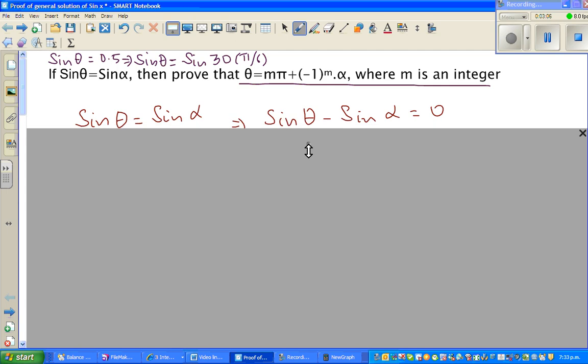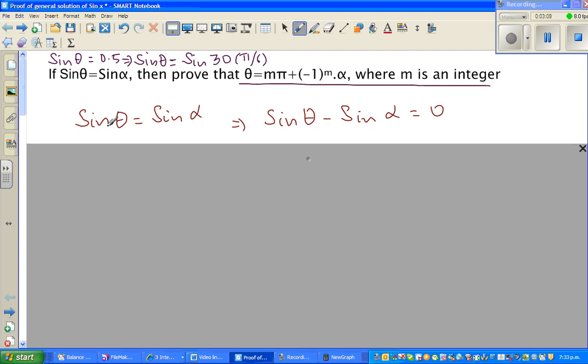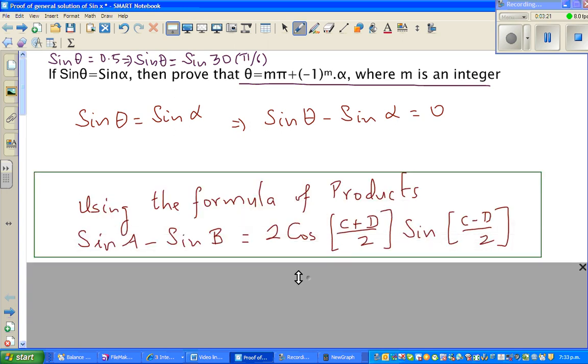The first step is, if sine theta is sine alpha, you can take away sine alpha from both sides. I can say sine theta minus sine alpha is equal to 0. This is pretty easy. Now you have to use a formula called the product formula. Using the formula of products, sine c minus sine d is 2 cos of c plus d over 2 times sine of c minus d over 2. This is a formula we can prove. So we can compare c with theta and d with alpha.